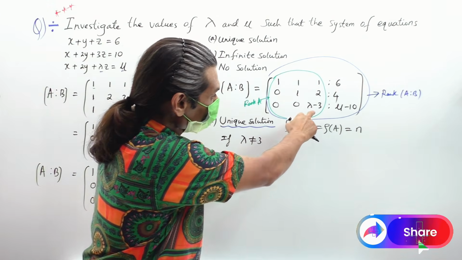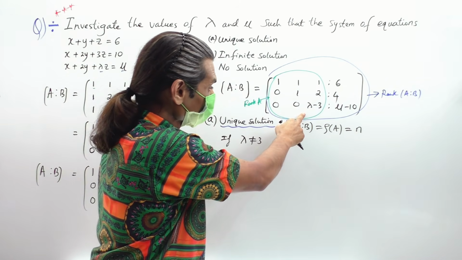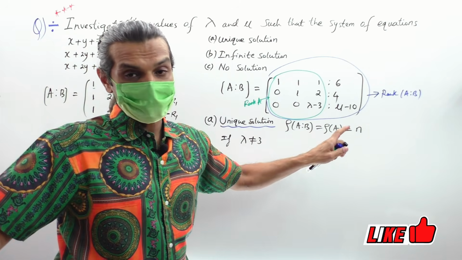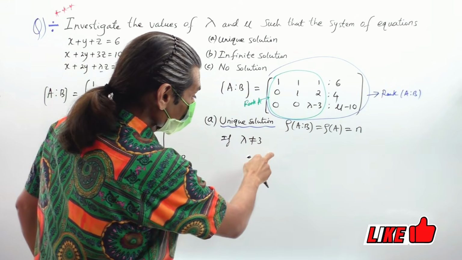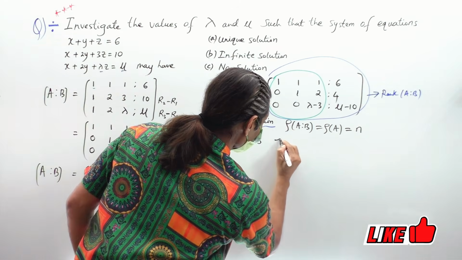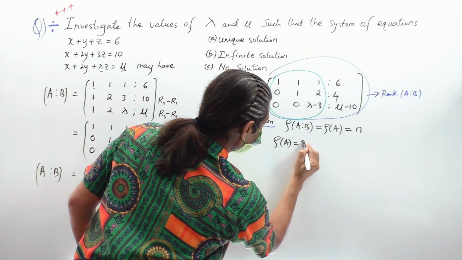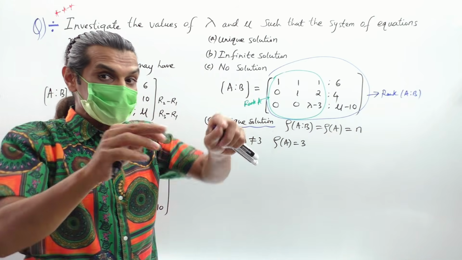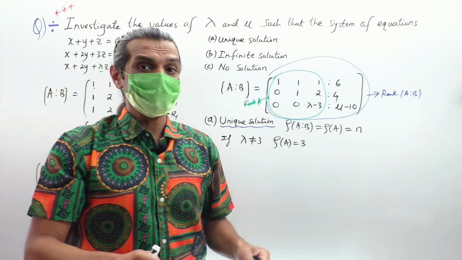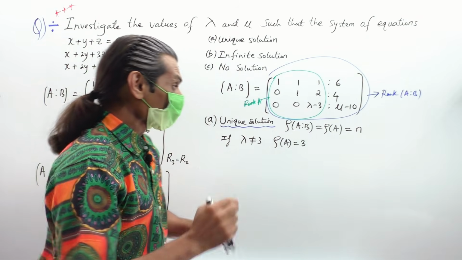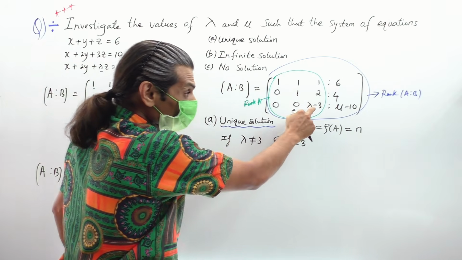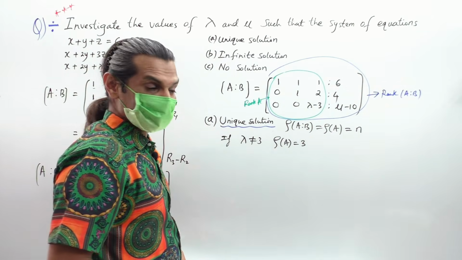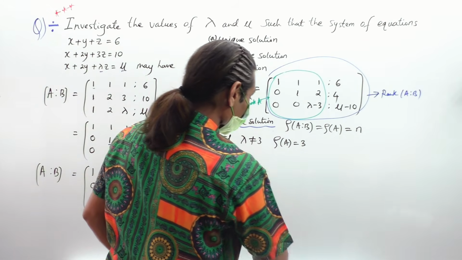Why? If lambda is not equal to 3, then mu may be equal to 10 or may not be, independent, doesn't matter. So, if lambda is not equal to 3, then only the rank of A will be 3. See, if in case I make lambda equal to 3, the whole row becomes 0, so rank will become 2. Are you getting the point? So only when lambda is not equal to 3, all the 3 rows will be there, so the rank becomes 3. In that case, rank of A is equal to 3.